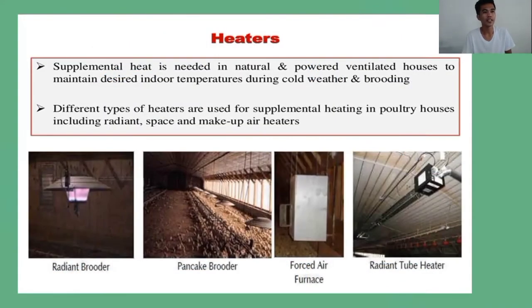Heaters. Supplemental heat is needed in naturally and mechanically ventilated houses to maintain desired indoor temperatures during cold weather and brooding. Different types of heaters are used for supplemental heating in poultry houses, including radiant space and make-up air heaters. The different types of heaters are the radiant brooder, the pancake brooder, the forced air furnace, and the radiant tube heater.